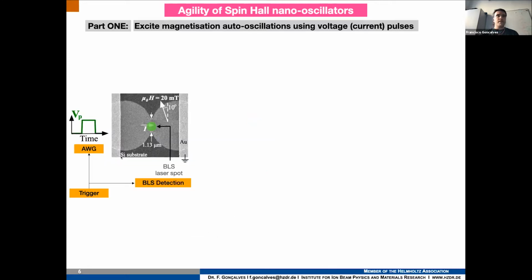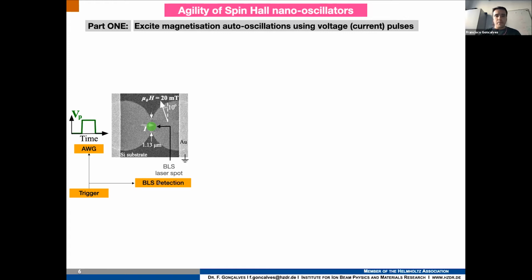On the left part here, I am showing you the simple experimental schematic. We used an arbitrary waveform generator to create the voltage pulses, and the same trigger that we use for the AWG, we also use for the BLS detection. This is a very simple scheme.